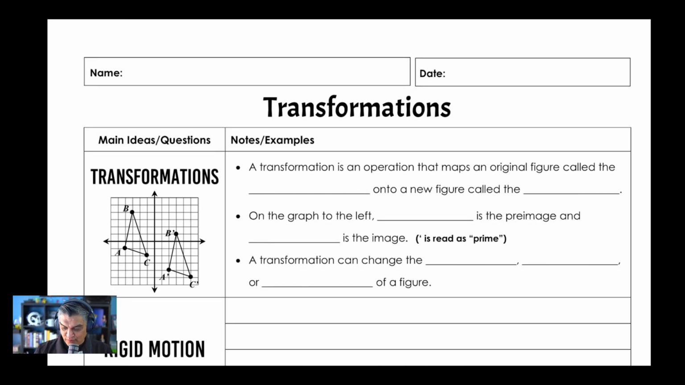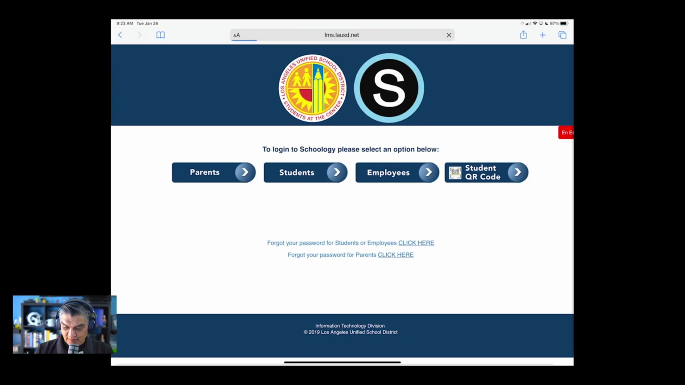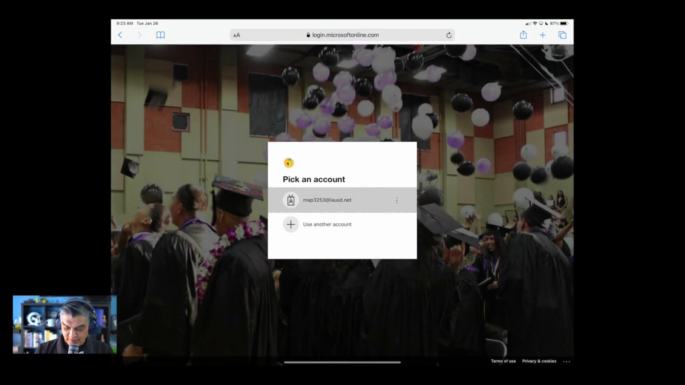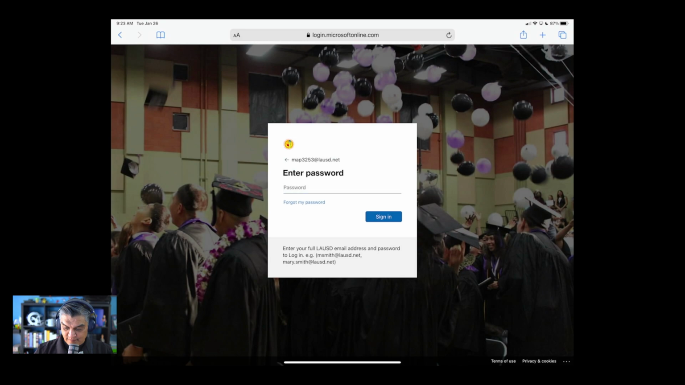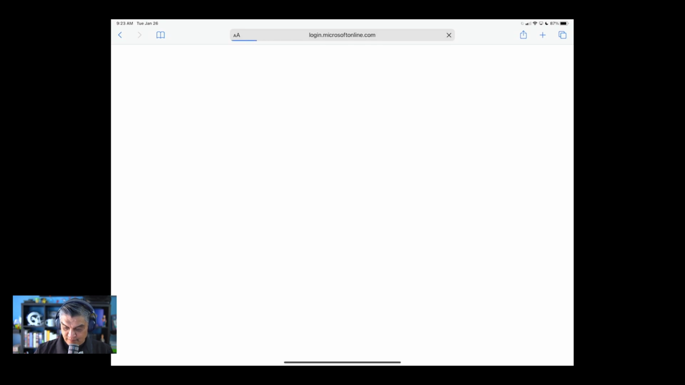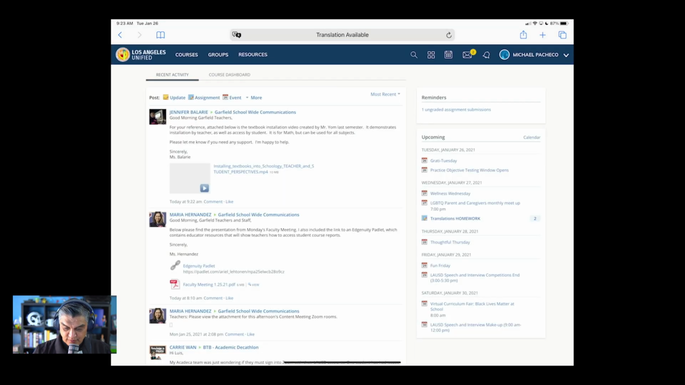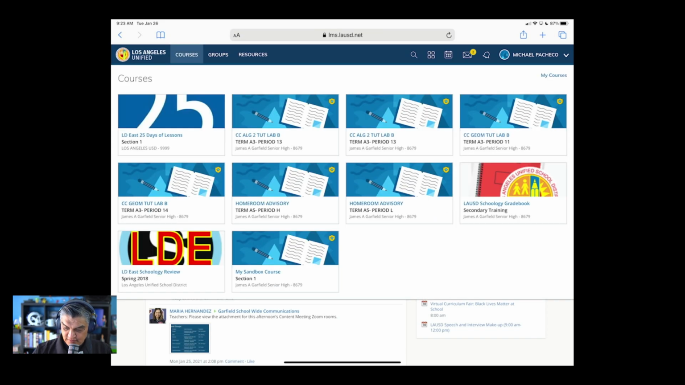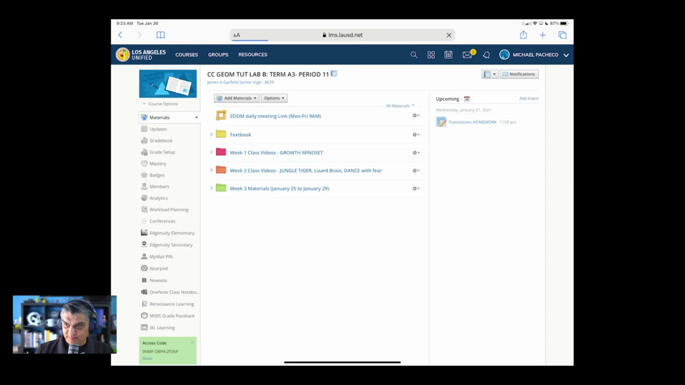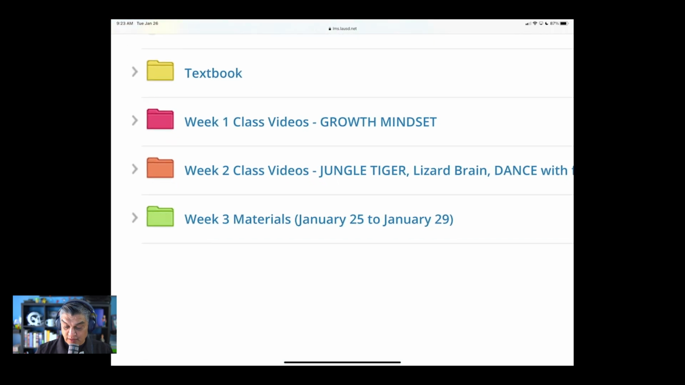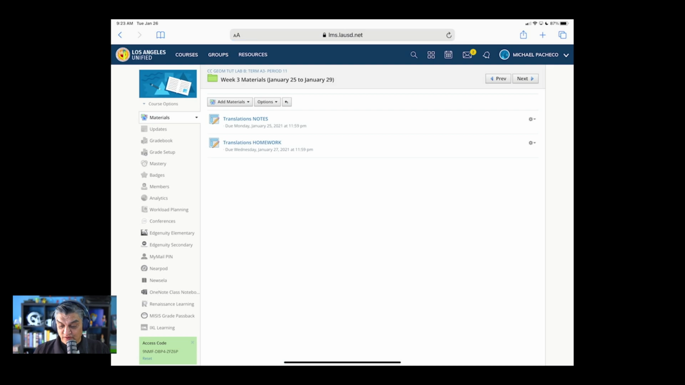Now, if you go to Schoology and you log in, let me show you. And you go to our course, period 11. And you go to week 3. Last semester, I did a week with like 4 folders for the week. I'm just doing 1 folder per week now. So week 3 just has 1 folder. It says week 3 materials. Click on week 3 materials, and you'll see all the stuff.